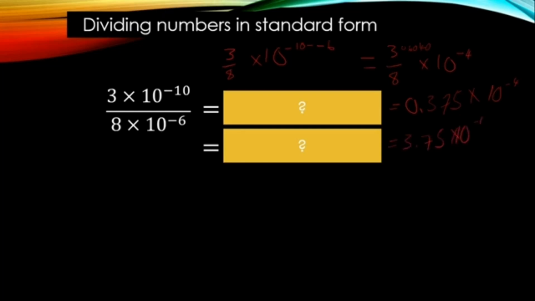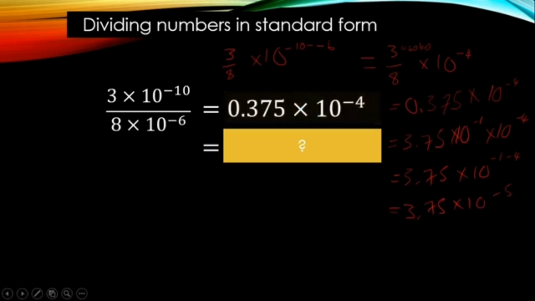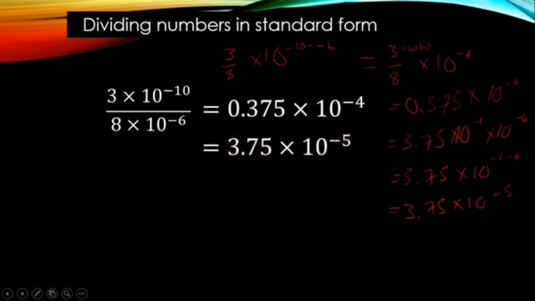3.75 times 10 to the power minus 1, because we just moved one decimal place to the right, so the power is negative 1 times 10 to the power minus 4. This would give us 3.75 times 10 to the power minus 1 minus 4, which would be 3.75 times 10 to the power minus 5. Let's cross check. 0.375 times 10 to the power minus 4, which is this step here, and then finally 3.75 times 10 to the power minus 5.